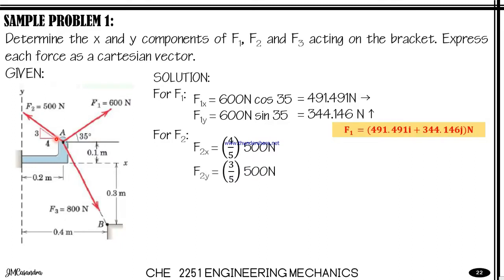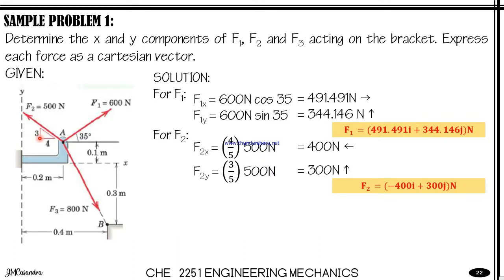And for the F2y component, it will be 3 over 5 times 500. And this will result to 400 newtons and 300 newtons. So for the Cartesian vector for F2, this will now be negative 400i as it is directed to the left, plus 300j as it is directed upwards.